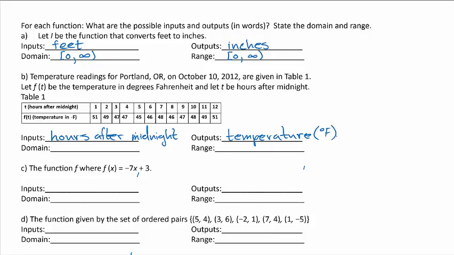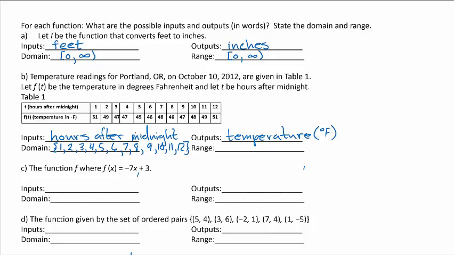We only know the data that's listed in the table. So that's what we'll list. Since we can only include certain values, I'm going to put those values in set brackets and just list them inside the set: 1, 2, 3, 4, 5, 6, 7, 8, 9, 10, 11, 12. Okay, so that would be the domain.